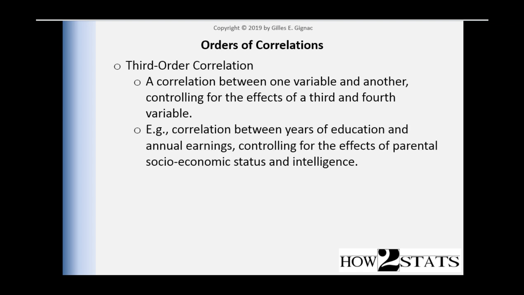And an example would be the correlation between years of education and annual earnings, controlling for the effects of the third variable, parental socioeconomic status, and a fourth variable, intelligence. So that is a basic introduction to some of the language of zero-order correlations and higher-order correlations like second and third-order correlations, which involve a control variable, one or more of them.